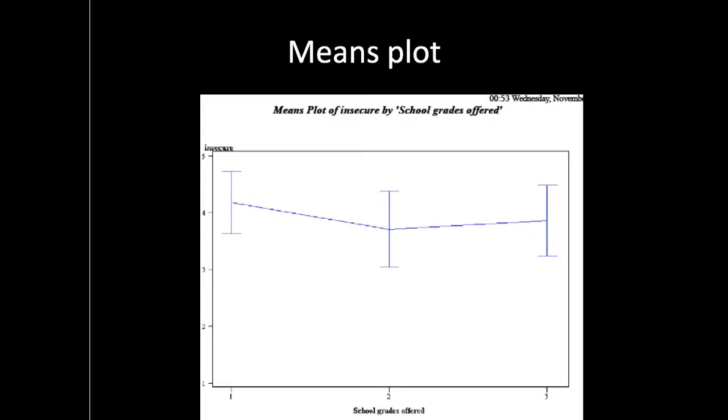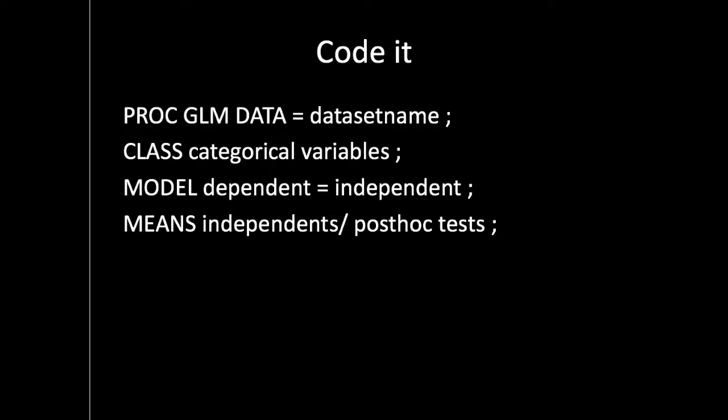Now, one really useful thing that SAS does is it will do a plot of your means. So here we see that children are most secure when they're in elementary school. This is actually the mean, and this is the confidence limits. They're most secure in elementary school. It drops in middle school, and then it goes up again in high school. I love plots.